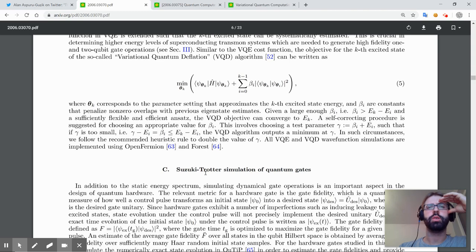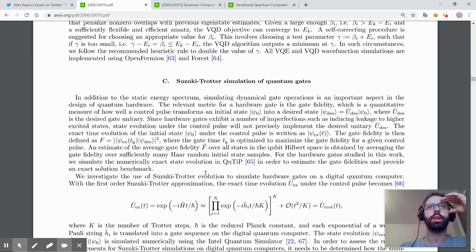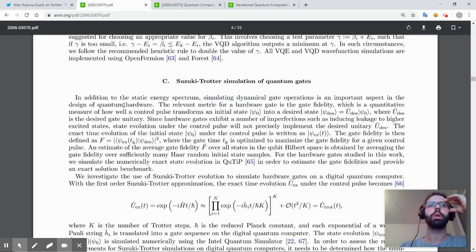Suzuki-Trotter simulation of quantum gates. In addition to the static energy spectrum, simulating dynamical gate operations is an important aspect in the design of quantum hardware. The relevant metric for a hardware gate is the gate fidelity, which is a quantitative measure of how well a control pulse transforms an initial state into a desired state, where U_des is the desired gate unitary. Since hardware gates exhibit a number of imperfections, such as inducing leakage to high excited states, state evolution under the control pulse will not precisely implement the desired unitary.